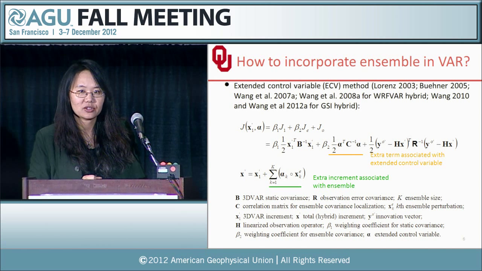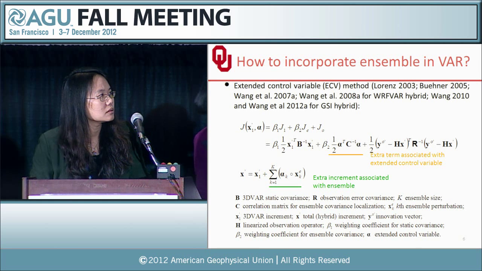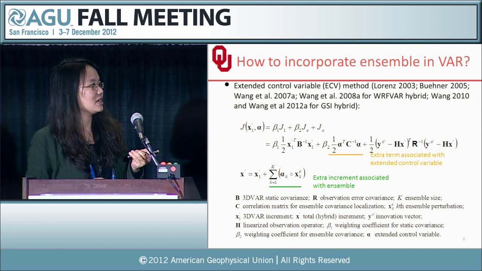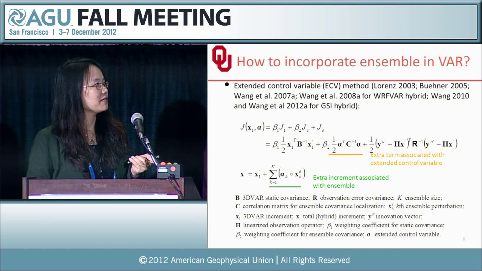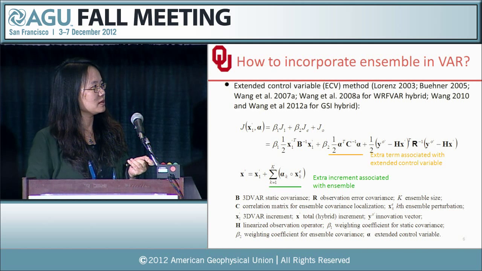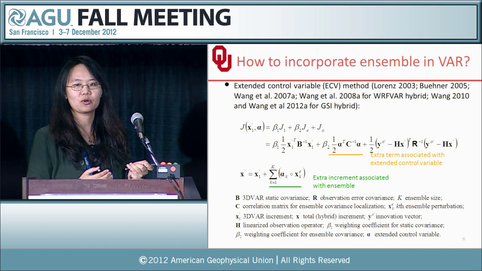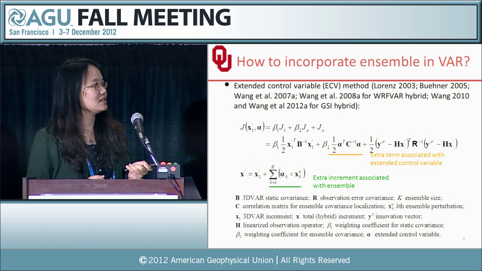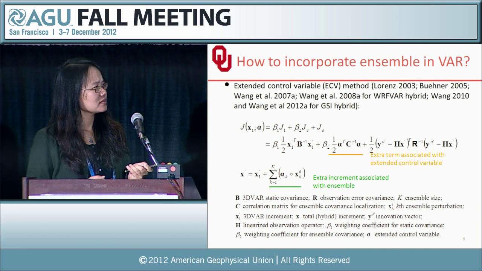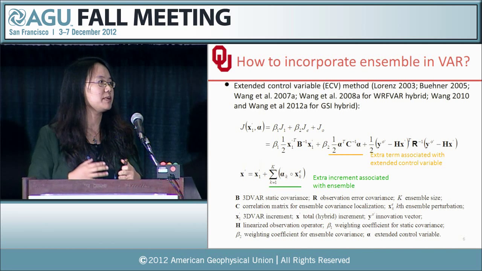I'm not sure whether it answers your question. But that C is singular, right? So the C here is the localization matrix. The alpha is the extended control variable, and this B is the static covariance term. This is from the traditional background term from a typical 3D-Var or 4D-Var. And this is an extra term associated with the extended control variable. So this C effectively is doing the covariance localization on ensemble perturbations.